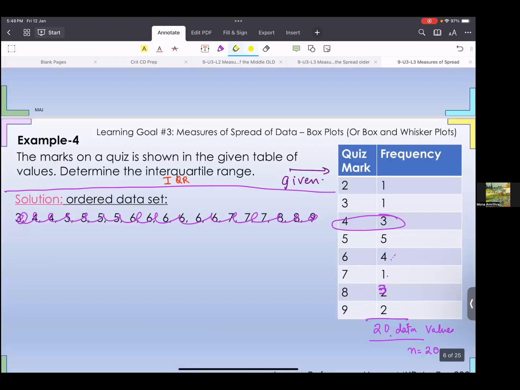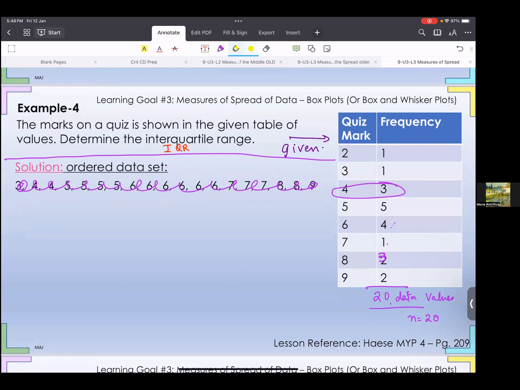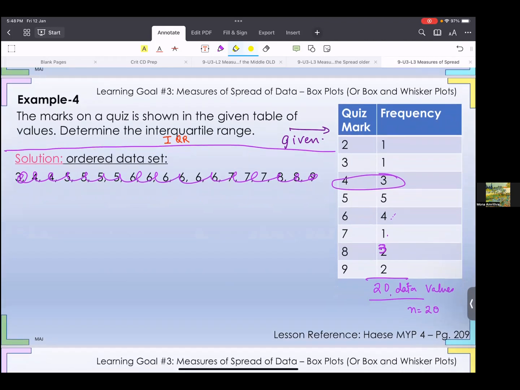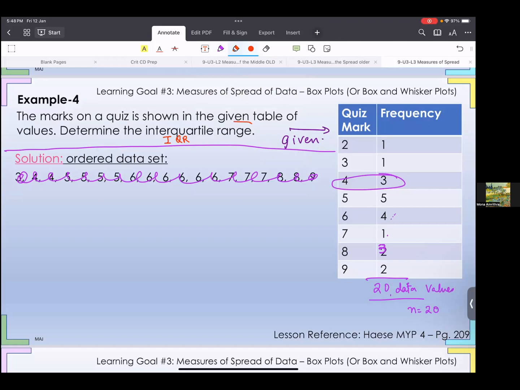We'll come back when we do box plots, it'll become a little clearer. For now, just leave that there and we'll do one more example. The marks on a quiz are shown in the given table. Given the table of values, determine the interquartile range. I'm just going to use the abbreviation IQR for interquartile range, okay? So whenever you see IQR, that just means interquartile range.